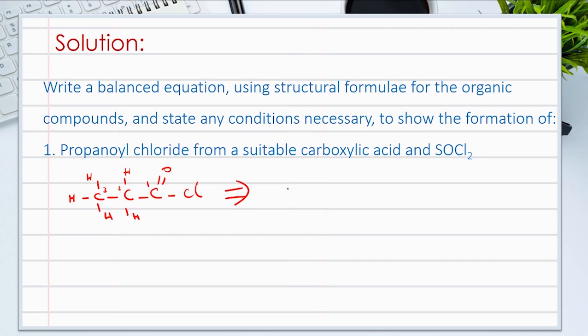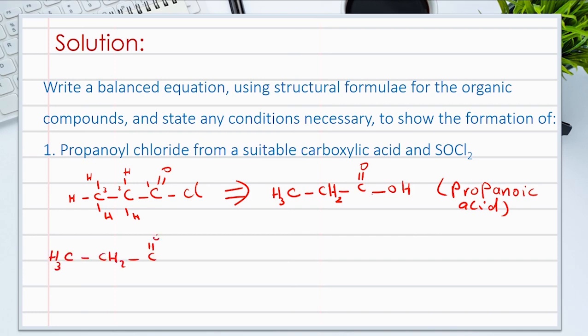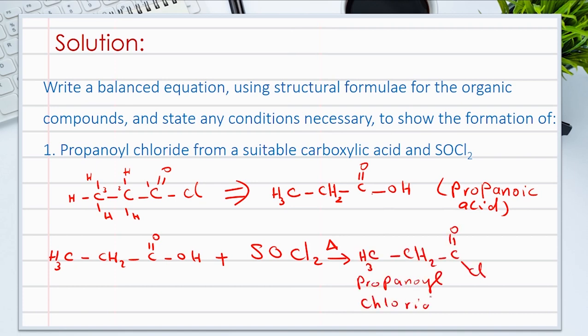Now let's try to write the corresponding carboxylic acid. We write the propanoyl chloride structure where we replace the chlorine atom with a hydroxyl group. This gives us that the corresponding carboxylic acid is propanoic acid. Let's write the reaction. Propanoic acid reacts with thionyl chloride, using heat, to produce propanoyl chloride, sulfur dioxide, and hydrochloric acid.